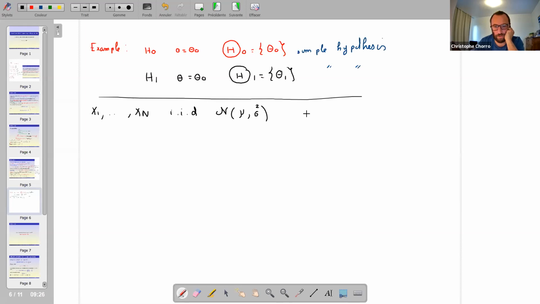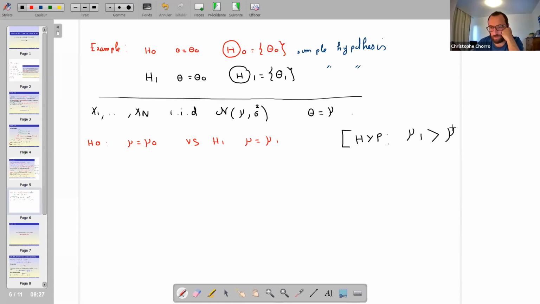And my parameter of interest theta will be equal to my mean. Okay, so if I come back to my notation here, my H0 is just mu equal to mu 0, and I test it versus H1, that is mu equal to mu 1. So we are going to do the following case here. We are going to suppose, okay, that is the one I do here, that mu1 is strictly greater than mu0.